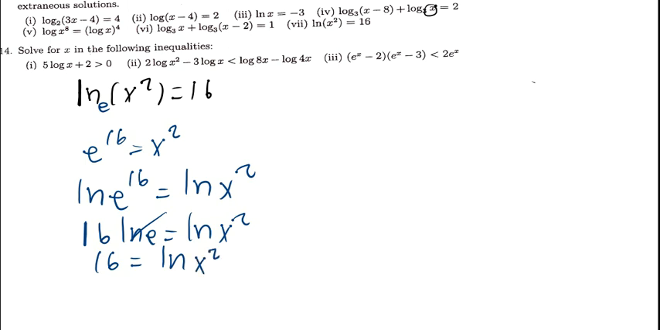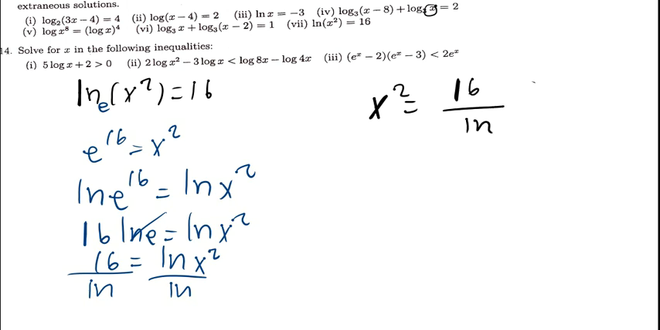Divide both sides by ln, even here by natural log. So we'll have x squared is equal to 16 divided by ln. Then what are we going to have?